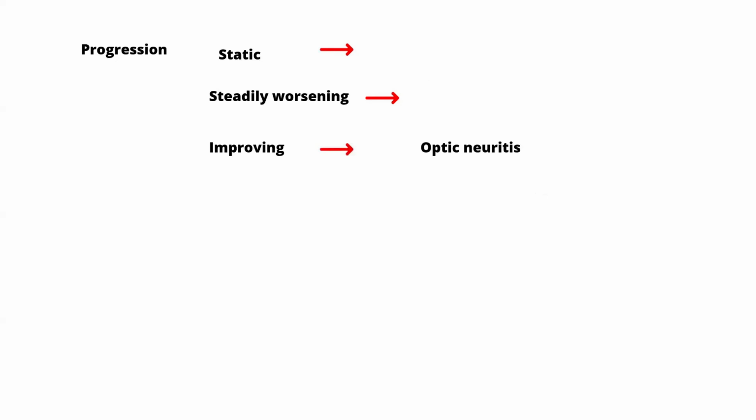Optic neuritis. This is a very typical history of optic neuritis. The patient notices sudden reduction in vision, it worsens for 1 or 2 days, and then again starts improving. Multiple sclerosis or demyelinating disorders present like this.